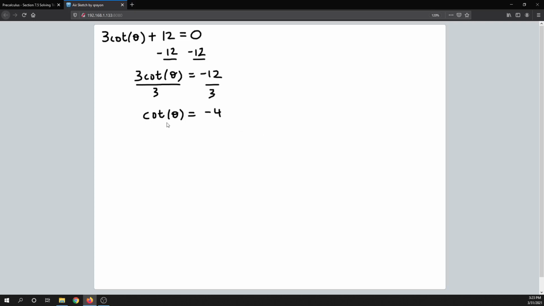There is no inverse cotangent button on the standard calculator, right? So we're going to have to express cotangent in terms of tan. So cotangent theta is 1 over tan theta. And that's equal to negative 4. You can write that as a fraction. And then what we want to do is to solve for tan theta. We can do that by cross multiplying. 1 times 1 is 1. And tan theta times negative 4 is negative 4 tan theta.